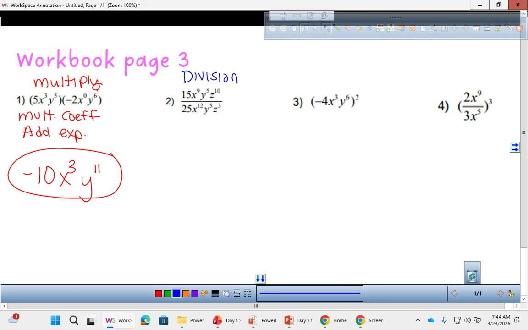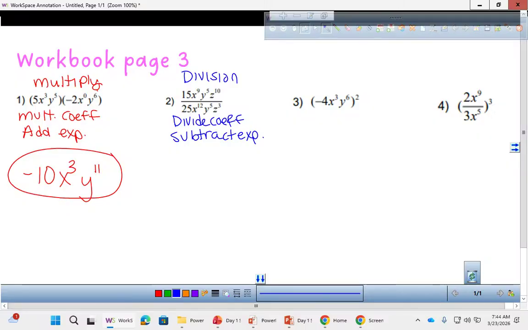We're going to divide. So with the coefficients, you're going to do the same operation as presented. So like here, this is a multiplication problem, so we multiply coefficients. This is the division problem, so we divide coefficients. So we're going to divide the coefficients, and we are going to subtract the exponents. And the order that we subtract those exponents is going to matter. So we'll talk about that when we do it.